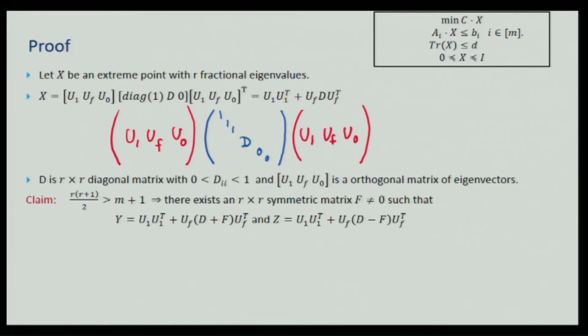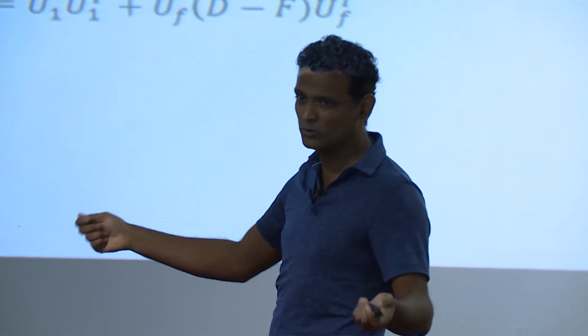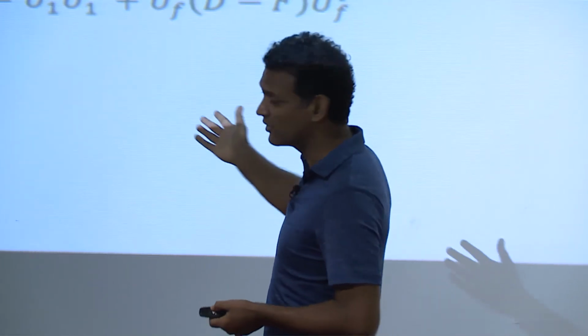Now here is the main claim. If the size R of this diagonal matrix is such that R times (R plus 1) over 2 is bigger than m plus 1, so R is a little bit bigger than about square root 2m, then there exists an R by R symmetric matrix F so that I can add F to D and I can subtract F from D, and these remain feasible for the SDP. So basically this proves it's not an extreme point, right? Because I'm perturbing it this way and that way, so that the original point is still the average, and both are feasible. So it's clearly not an extreme point.